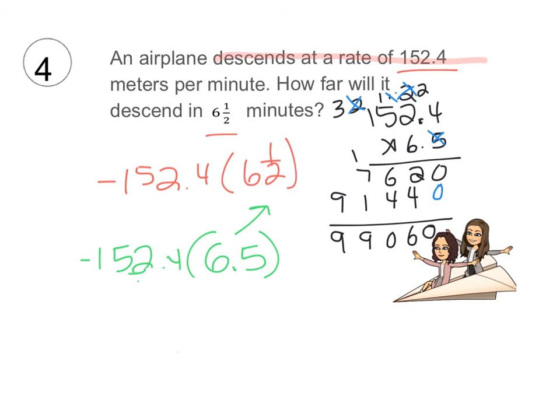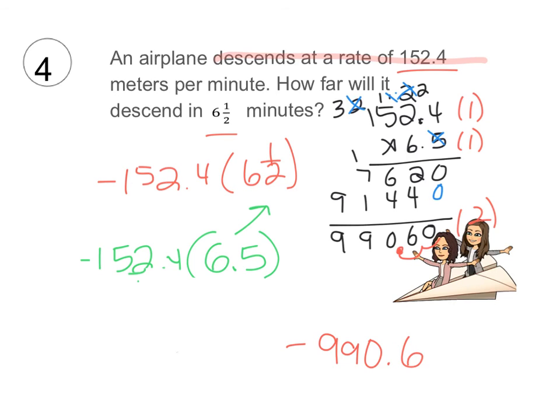All right, the numbers that you should have gotten are 99060. Now we just need to check our decimal. We've got one number behind the decimal place here, one number behind the decimal place here, which means we need two numbers behind the decimal place. So 1, 2. So our answer should be 990 6/10. And since we are descending, it's going to be negative.